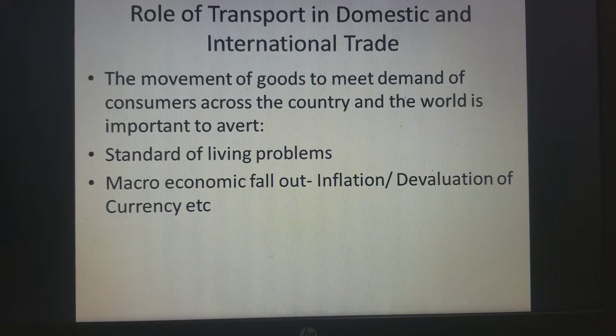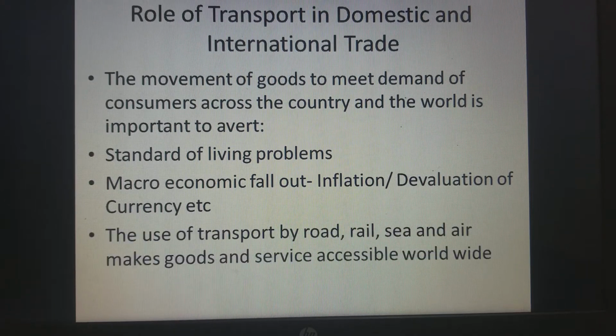It is critical here that the use of transport by road, rail, sea, and air makes goods and services accessible worldwide. If it was only by road, then some places would never get the goods and services. But because of the advanced technology that has been put in place to move goods and services across the globe, it allows consumers to access the goods wherever they are across the world.